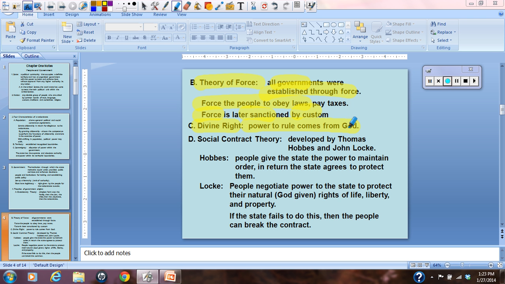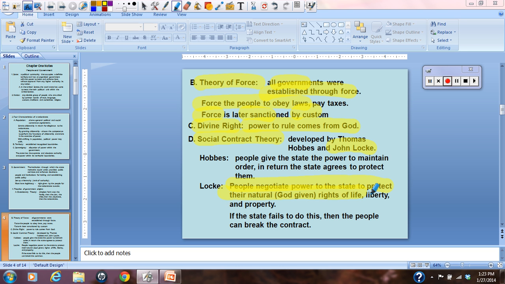Now, the biggest one is social contract theory. The biggest person to know is Locke. Okay? Locke said under the social contract theory that people what? Negotiate power to the state. Okay, they negotiate power to the state, but what do they get in return?